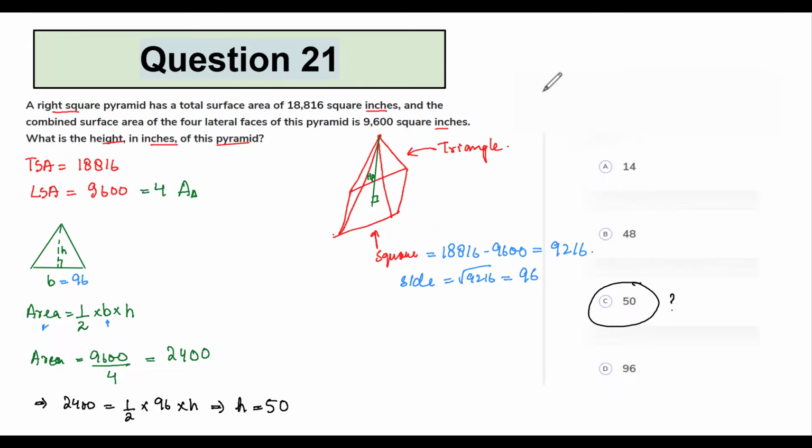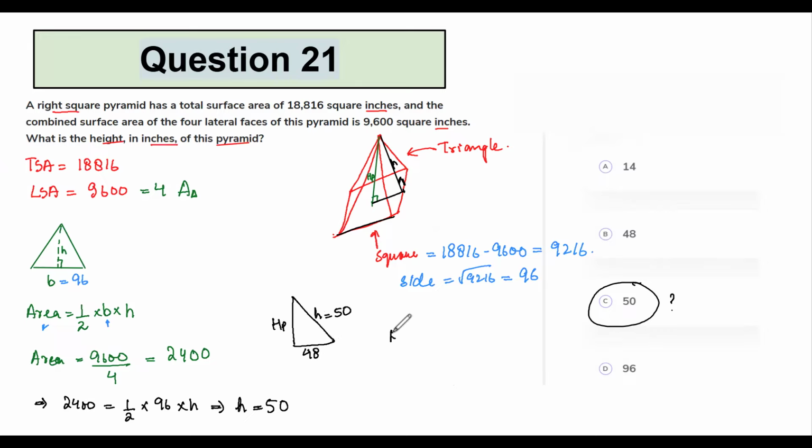No. This is this height, the height of the triangular face, not the height of the pyramid. This H, this is 50, what we found out. Now see, I can make a triangle like this here, and I can use the Pythagoras theorem to find this height of the pyramid. Height of the pyramid is here. This is the height H, which I found out to be 50. Now what is this? This you can see, this is half of the side of the base. So this is 96 divided by 2, which is 48.